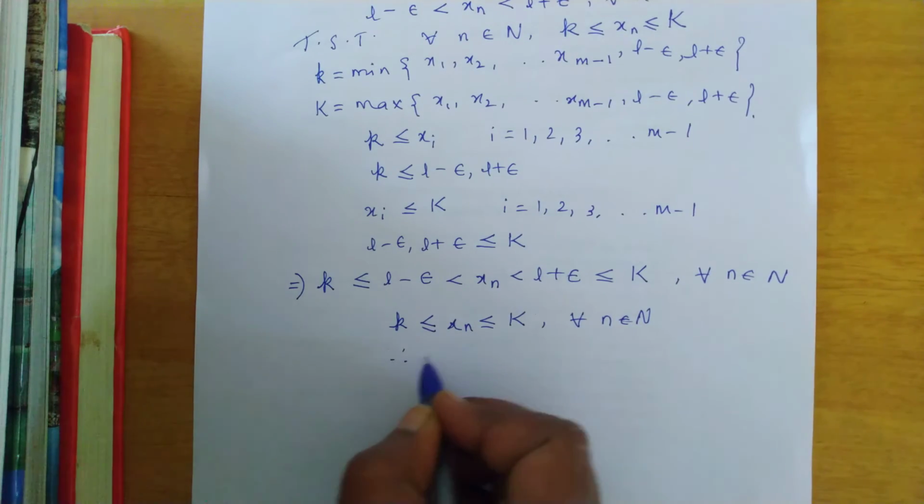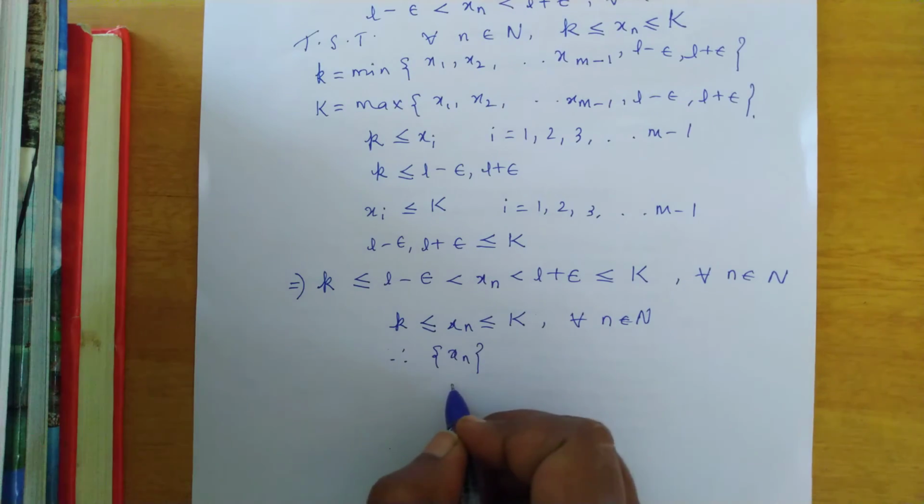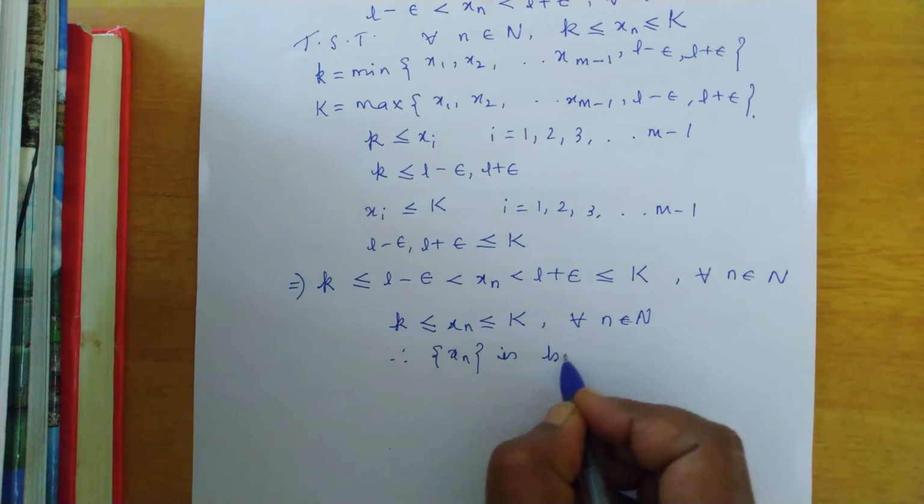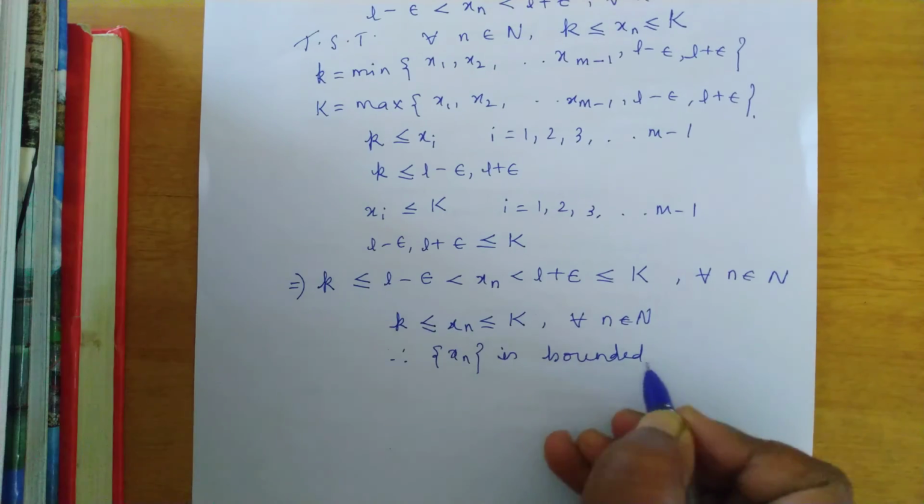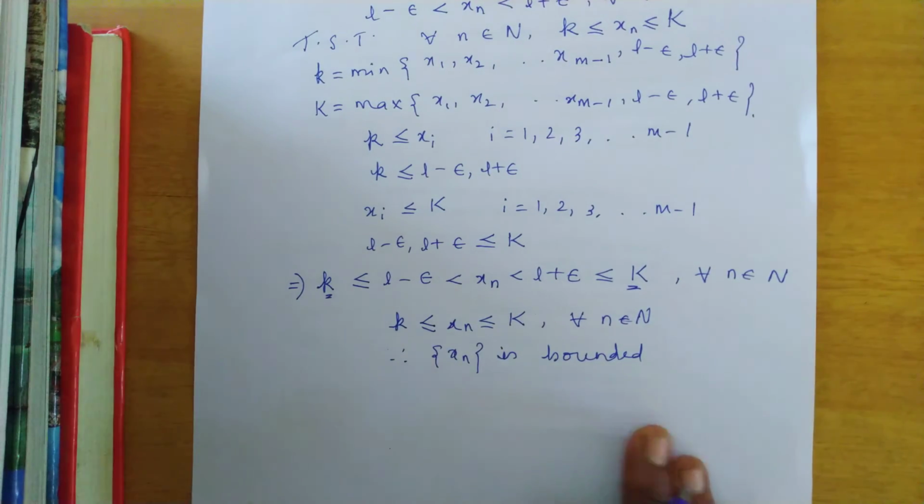So what we found is that the sequence xn, which was convergent, is now bounded between the limits small k and capital K, and hence we have proved theorem 3.